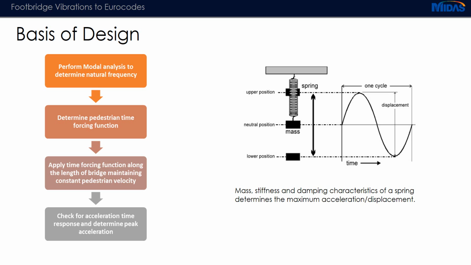So it is checked for different velocities, like if it's a walking or jogging case, or if it's a steady state like a crowded condition. And then after that we end up with an acceleration versus time response, which is then checked against the code limit for acceleration, and that's how we can say that the bridge is safe or that it satisfies the serviceability criteria for the comfort of pedestrians.